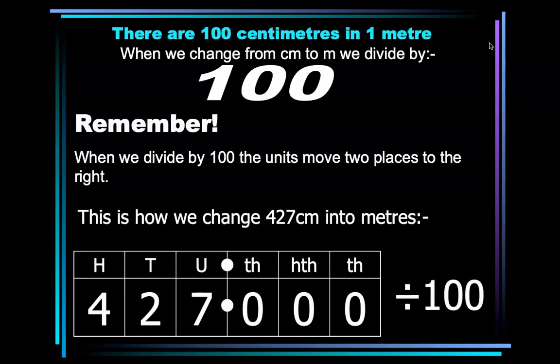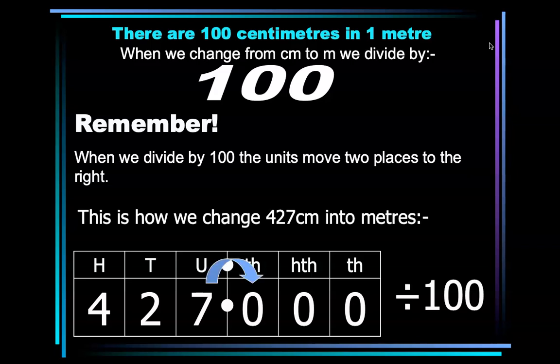So let's have a look at what we would do with centimeters and meters. We know that there are 100 centimeters in 1 meter, so to get from centimeters to meters, we divide by 100. On the screen, we're looking at 427 centimeters. How many meters is that? I've got my numbers in my place value columns: 400 in the hundreds, 2, which is 20, in the tens, and 7 units in the units column. Obviously nothing in the tenths, hundredths, or thousandths column after the decimal.